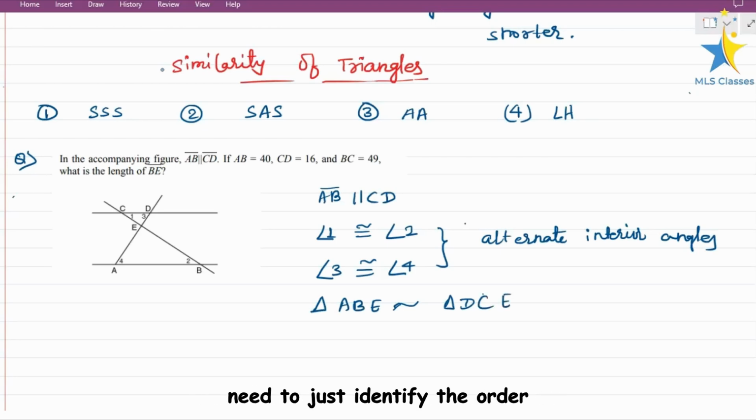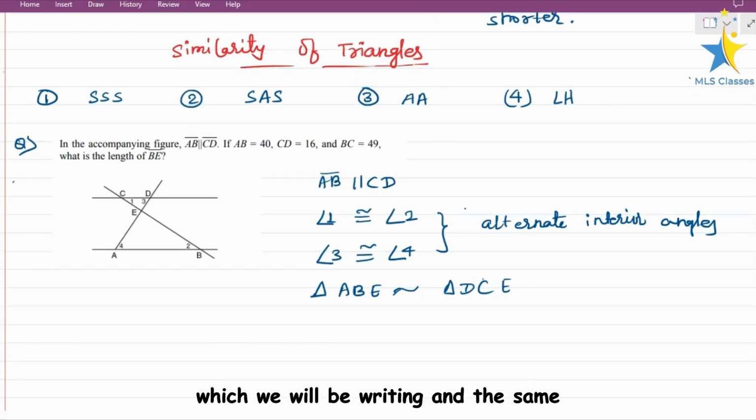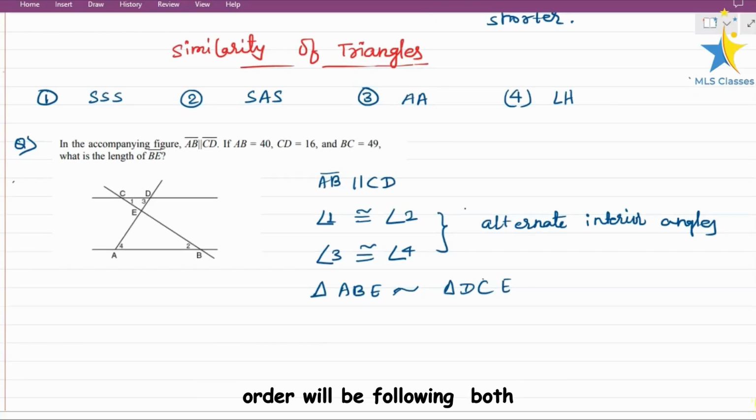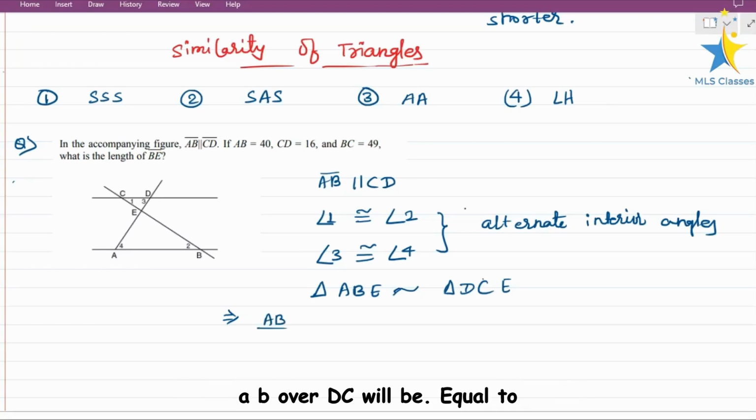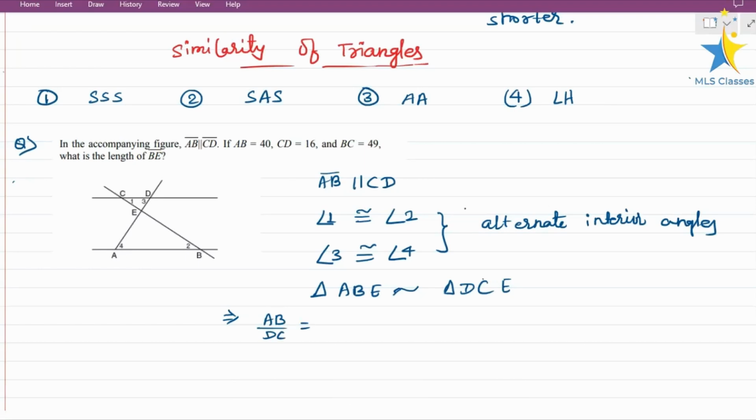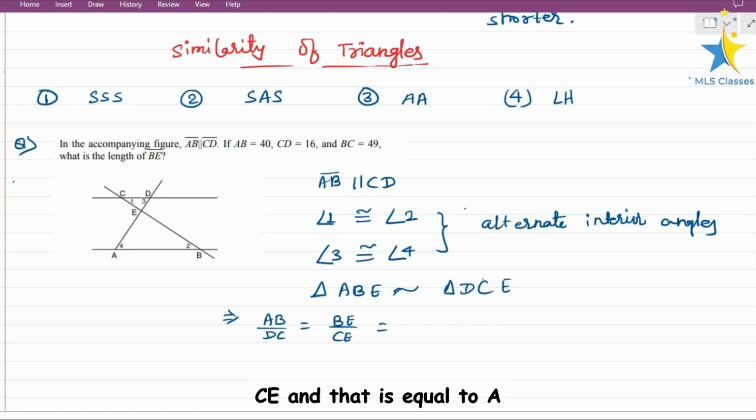So first we need to identify the order which we will be writing, and the same order we will be following for both triangles while writing the similarity. Why are we saying this? Because when we write the proportionality of the sides, that will help very much. So we don't need to see the figure now. We can simply write AB is proportional to DC. That means AB over DC will be equal to BE over CE, and that is equal to AE over DE.